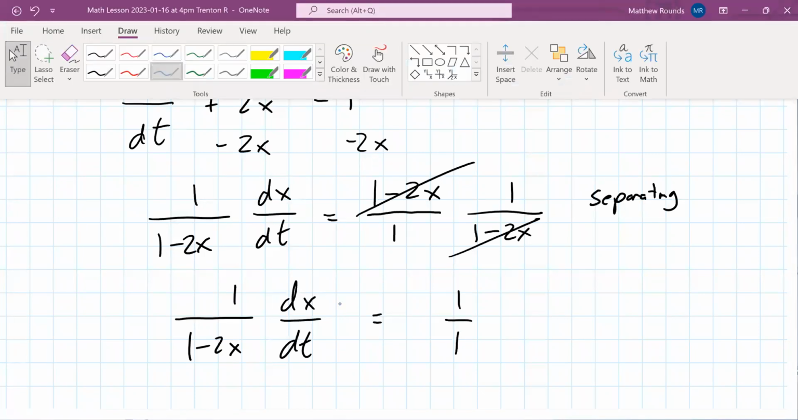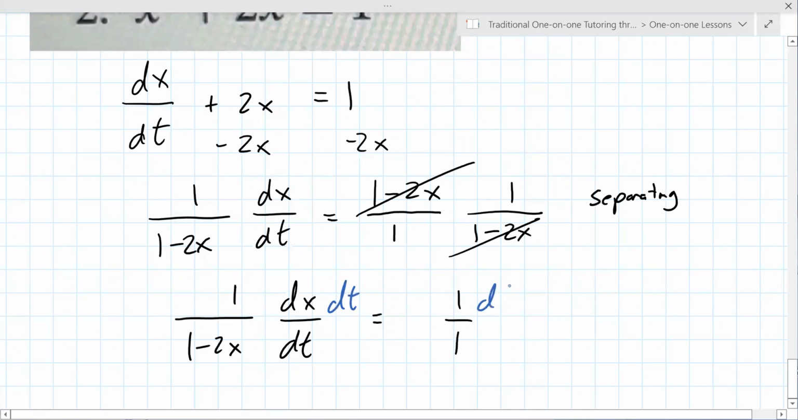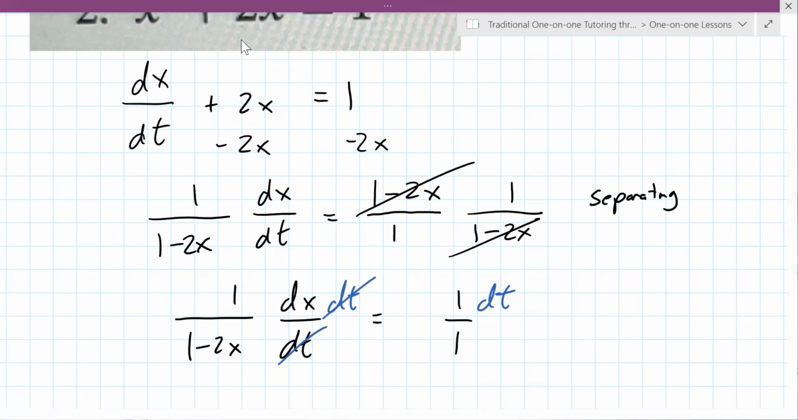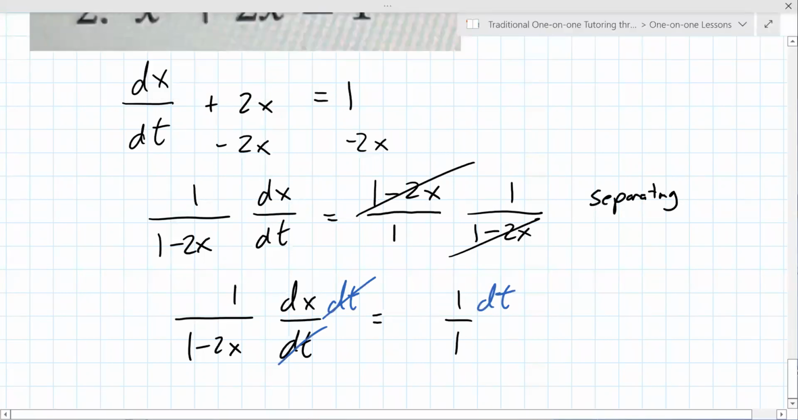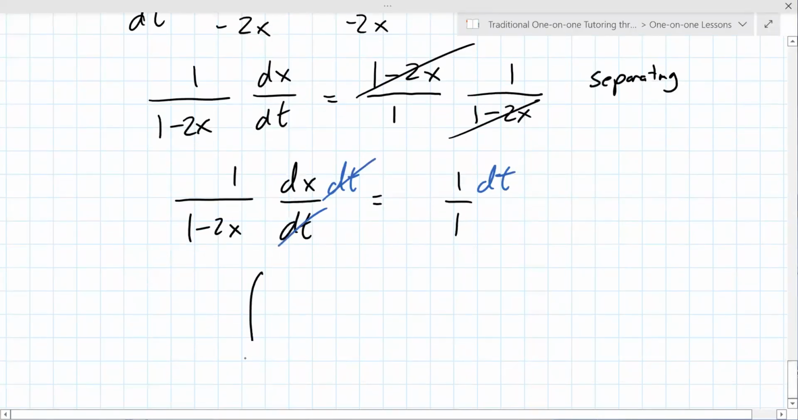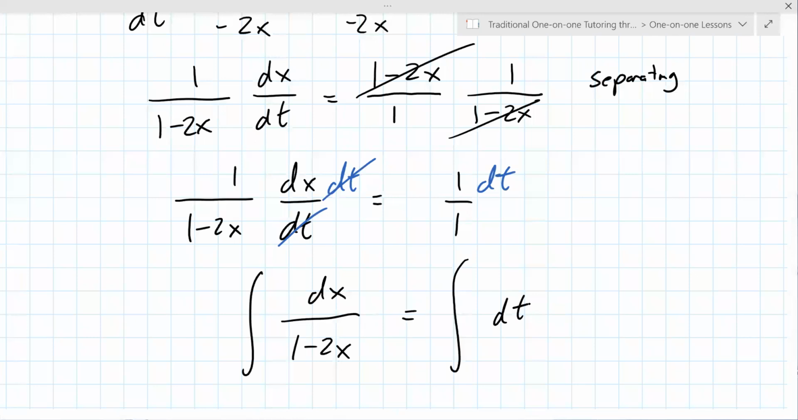Now, I don't know if they actually want you to show this. I haven't done this in so long. I don't remember if you're actually supposed to show it. But what you're getting to is the separable form, which is the integral dx over 1 minus 2x equals the integral dt. This is the form that they want to see if it's separable.